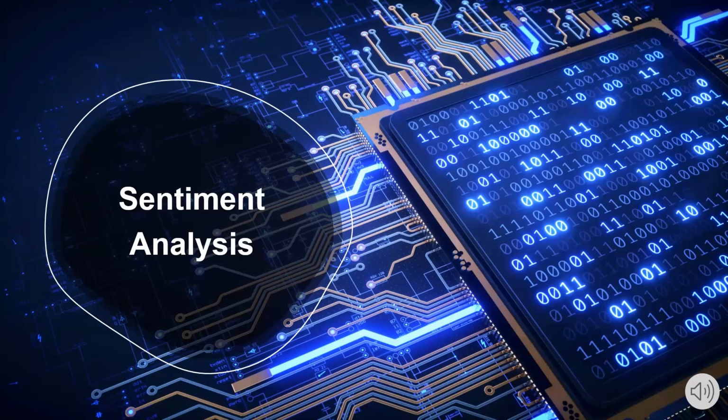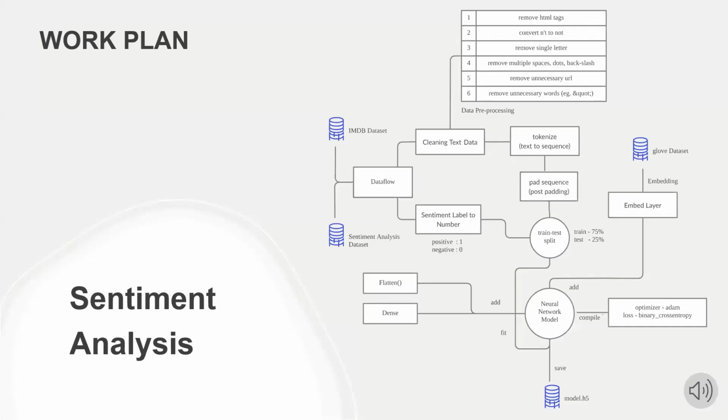Now, in sentiment analysis, in a given text, the machine can interpret the polarity of the text, that is, whether the sentence is negative or positive. So this is our work plan for sentiment analysis. Here, firstly, we took two datasets. One is the IMDb dataset. Another is the Twitter dataset. From these two datasets, we trained our model. We have used a number of models. One is a simple neural network, one is LSTM, and another is GRU.